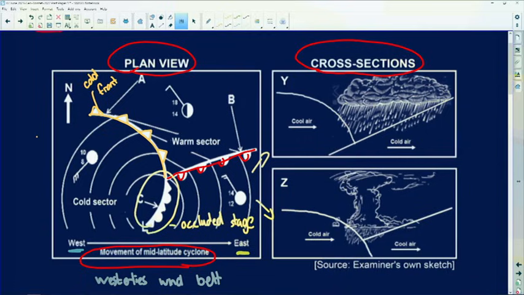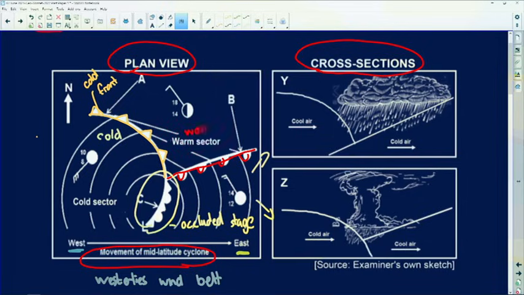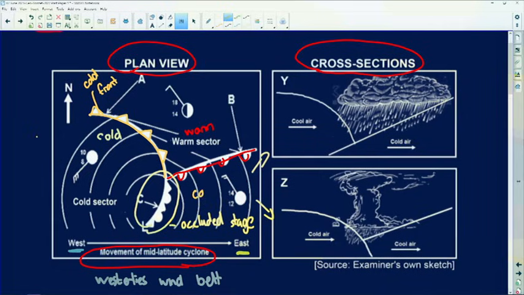Okay, very importantly, the cold front is the leading edge of cold air. Everything behind it is cold. The warm front is the leading edge of warm air, as you can see. Now remember, what's the air like in front of the warm front? It's also cold. This is the cold sector right over here. It stretches from in front of the warm front to the cold front. Remember, the cold front is the leading edge of cold air. The warm front is the leading edge of warm air.